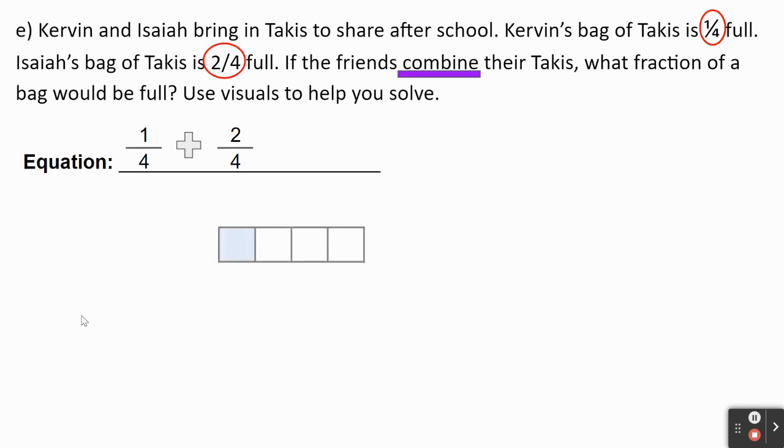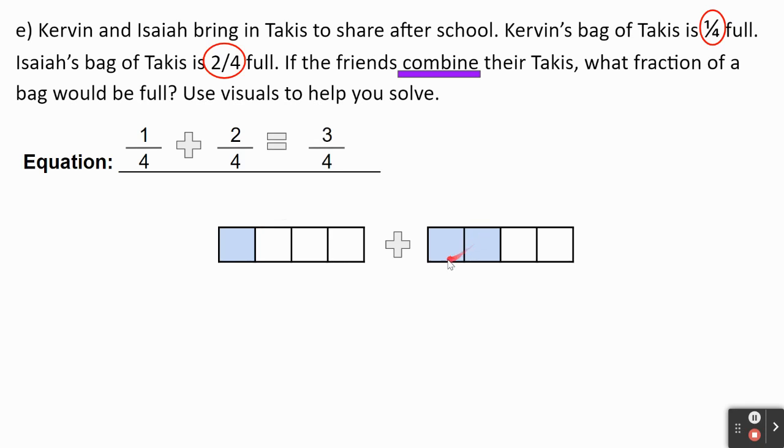First, we have 1/4, so we're going to have one part shaded out of 4. We're adding 2/4, so that means two parts are shaded out of 4. We can see that each whole has the same number of parts, which is 4, so we can go ahead and add these together. One part shaded plus another 1, 2 gets us 3 parts shaded all together. And there are 4 parts that make up one whole, so our denominator is 4. 1/4 plus 2/4 is equal to 3/4.